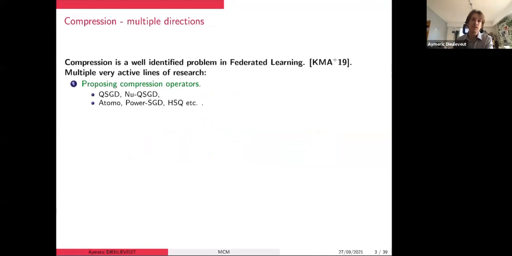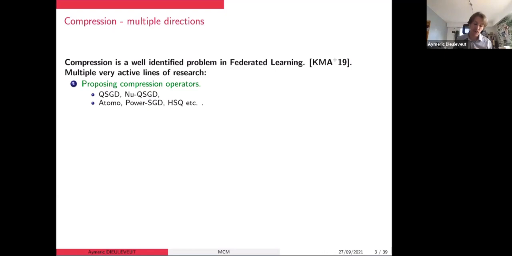There are several different directions that are addressed on compression operators and compression for federated learning. I'll just try to list the three main directions that I think are the most important, even though they overlap a lot. The first one is proposing new compression operators. We started in 2015, 2016 with signSGD and QSGD, which were very simple ways to compress a vector. And now people have been working on building new compression operators like non-uniform QSGD or vector compression operators like Atomo, PowerSGD, or hypersphere quantization. So this is one direction of research.